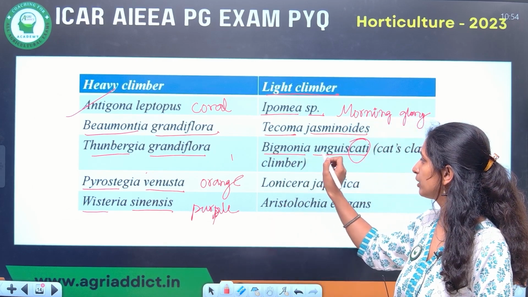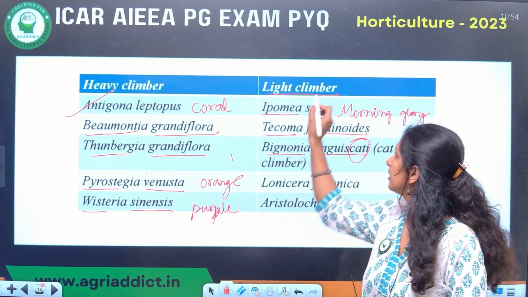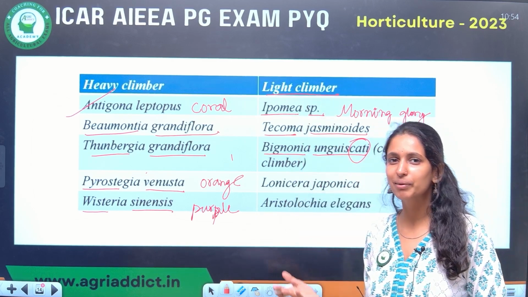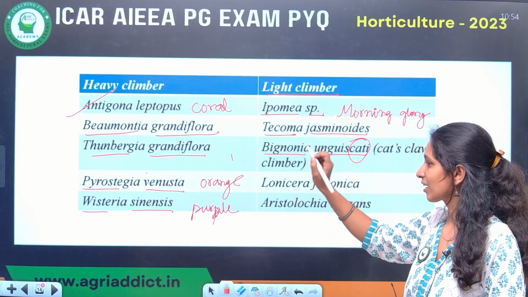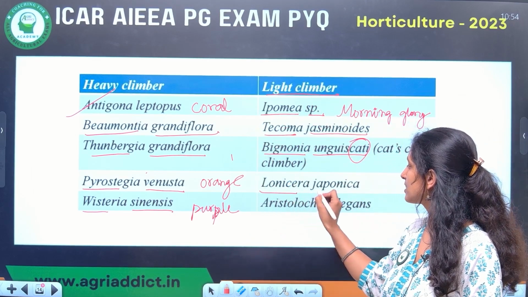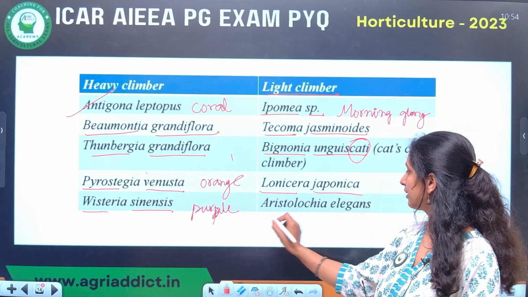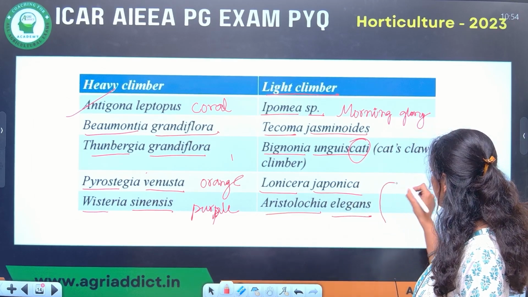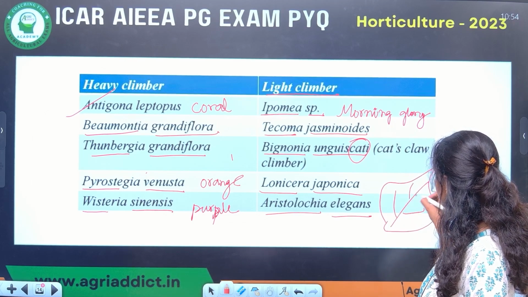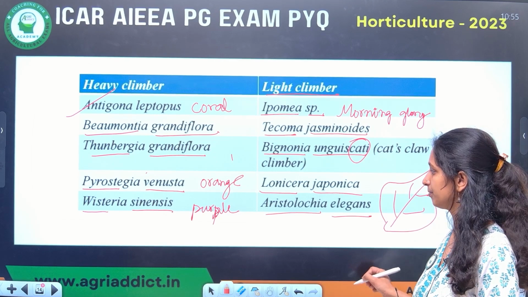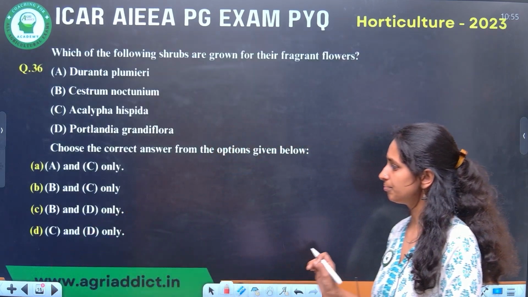So Bignonia unguis-cati belongs to the light climber. You can remember cat is very lightweight, okay? So it is a light climber. Then Lonicera japonica. This is having the deciduous nature I have mentioned, and Aristolochia elegans. This has very large leaf. But they have very less leaf. Next question.